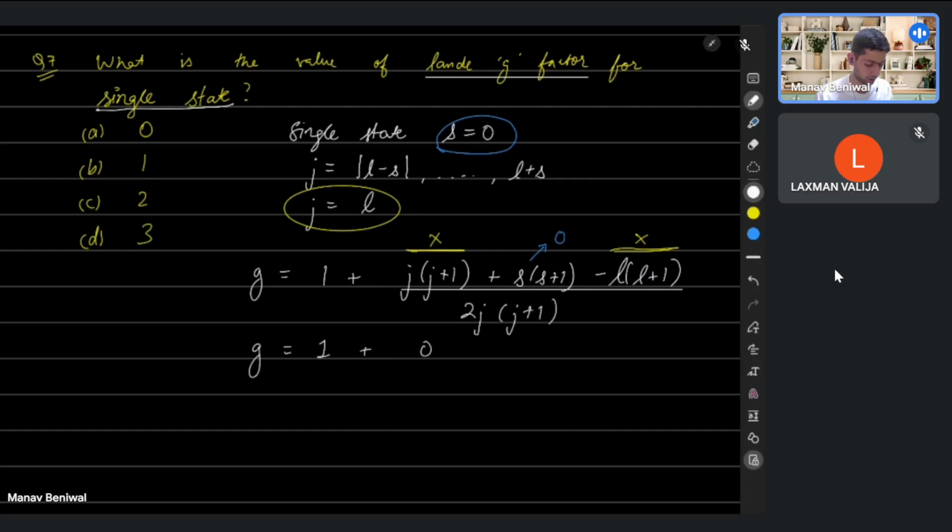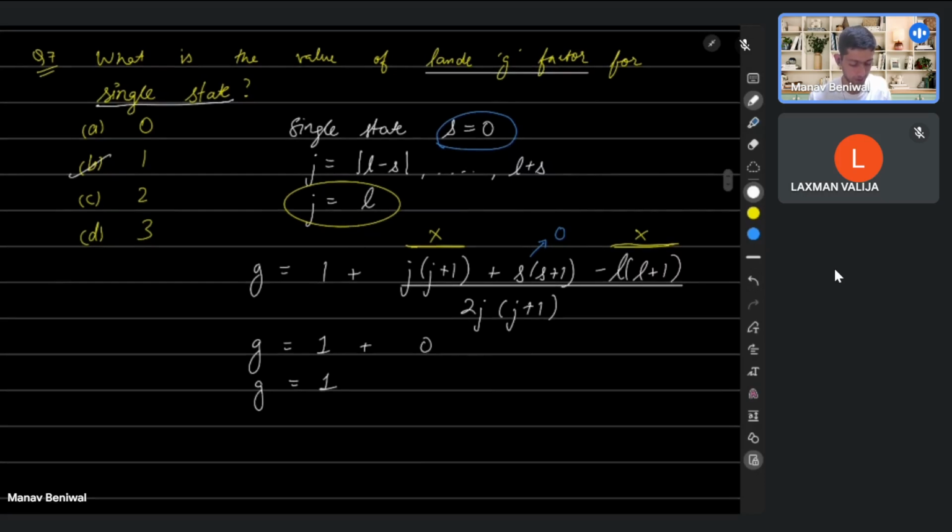So all the extra terms become 0. And therefore our g is simply 1. So the correct answer will be option B.